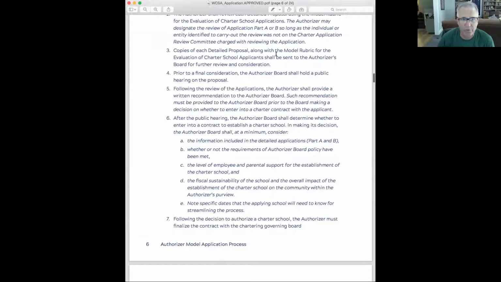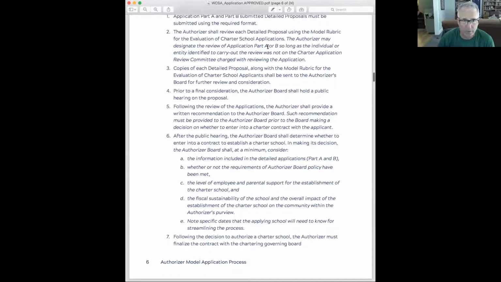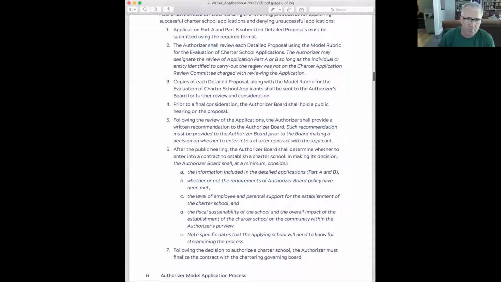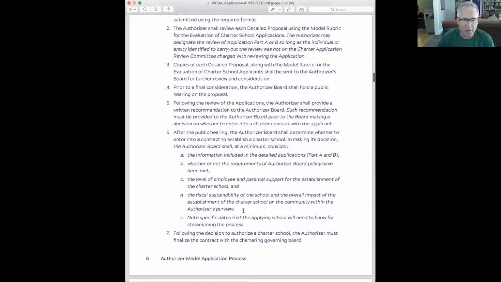We will review your Part A and Part B application. We'll look at your proposal. We'll use a rubric. We'll put copies out there. We'll be sending the copies out to the board. We'll do the board public hearing before we make our final determination. We'll send out information based on whether our decision is yay or nay, or perhaps revision. And then after the hearing, the following things will be required.